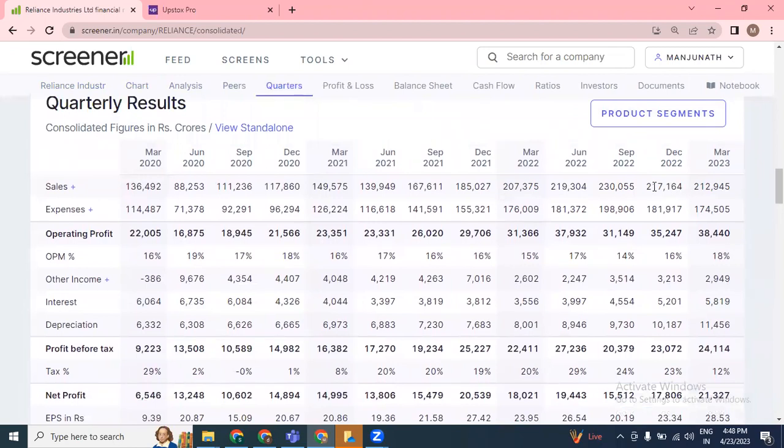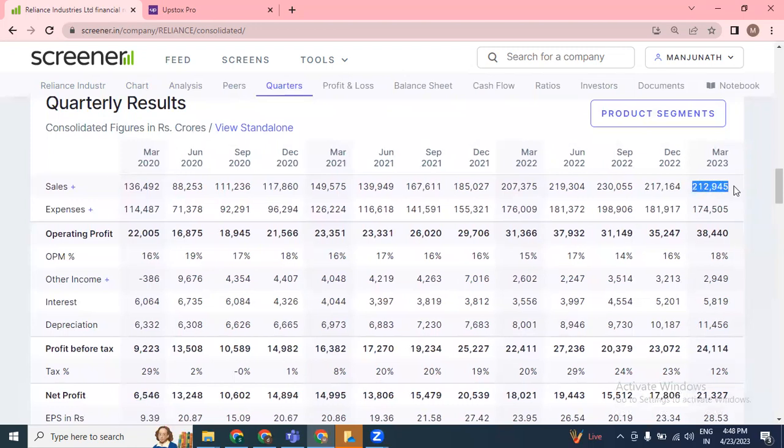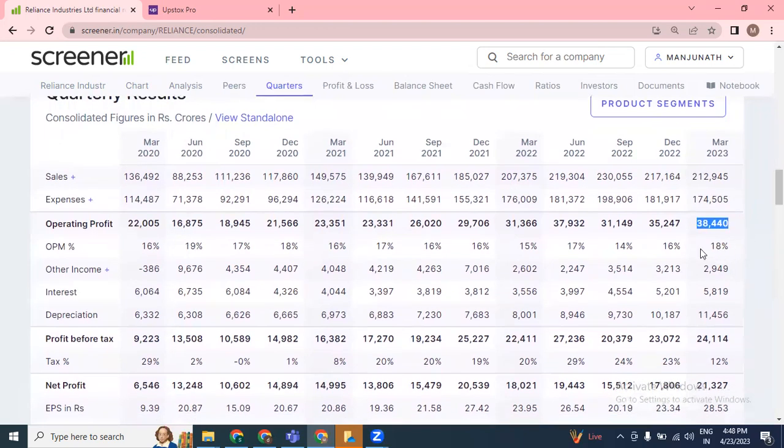The sales revenue, compared to the previous quarter, has dropped. And even expenses have reduced equivalently. So with that, Reliance has achieved 38,440. That means they have done good operating profit, that is EBITDA profit, and their profit has also increased. That is, EBITDA margin percentage also increased to 18%. That's one positive sign what we are seeing.